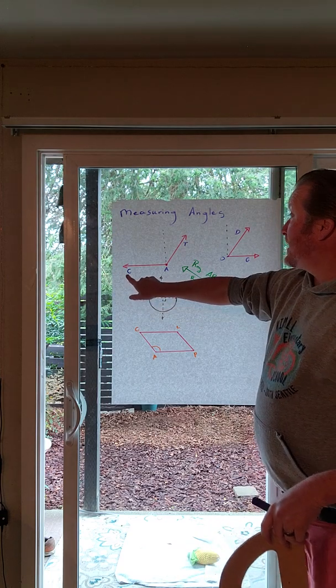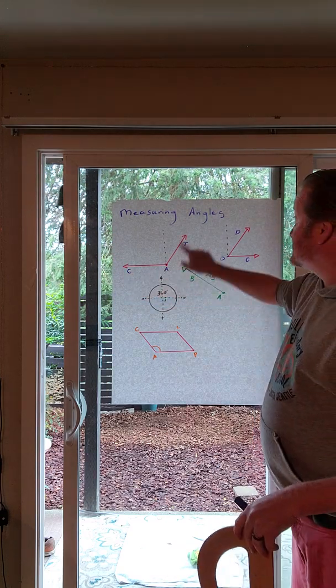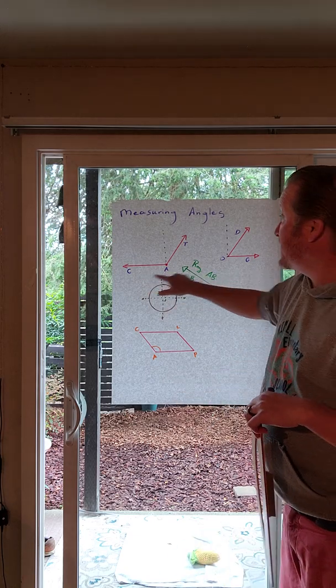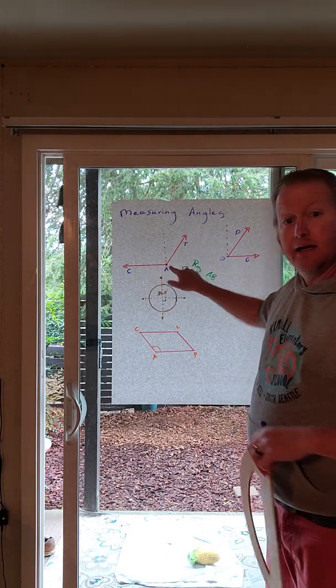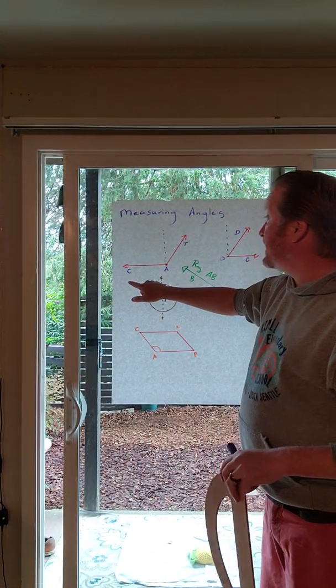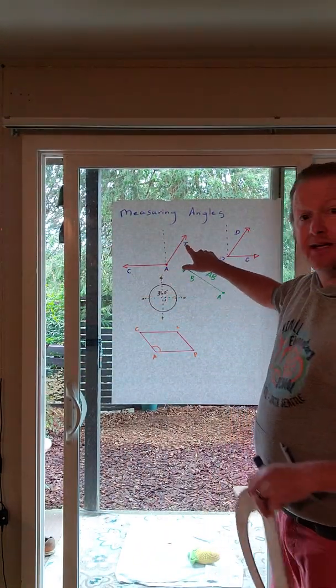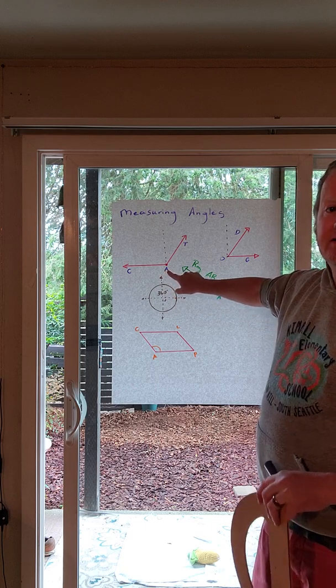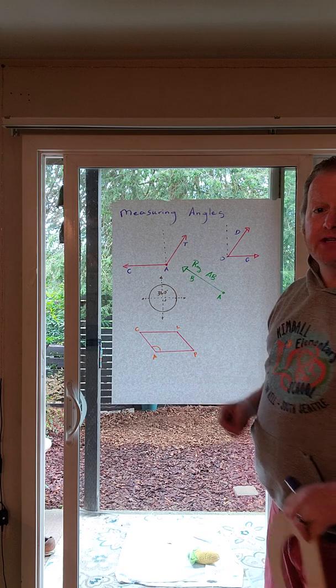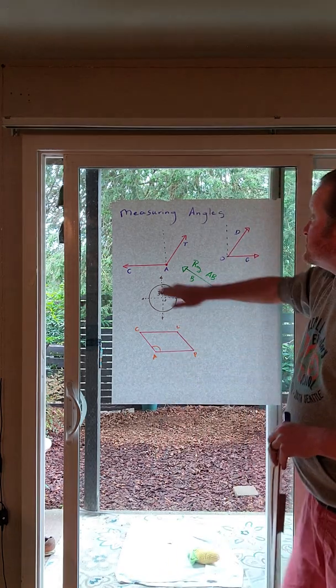Here is the ray CA. This is the angle CAT, made by ray CA and ray TA. They will always meet at the vertex. So if you see angle CAT, that A is always going to be in the middle. You could call this angle TAC as long as you put that vertex in the middle.